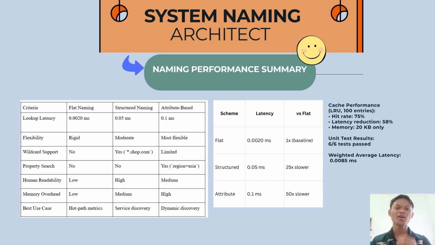Now, let me compare all 3 naming schemes side by side. As shown in the table, flat naming is the fastest with 0.0020 millisecond latency and O(1) complexity, but it has no wildcard or property search support. Structured naming offers wildcard queries like *.shop.com at 0.05 millisecond for exact match and 2.3 millisecond for wildcards.